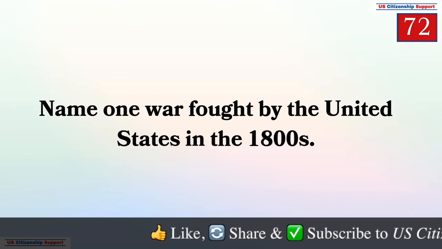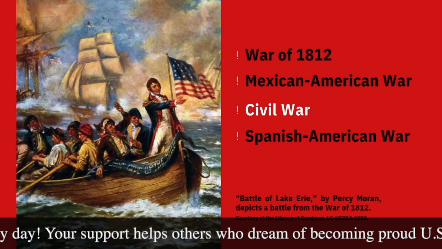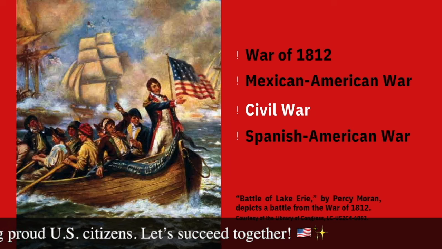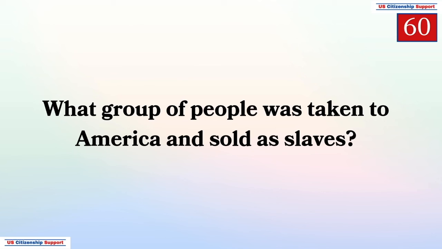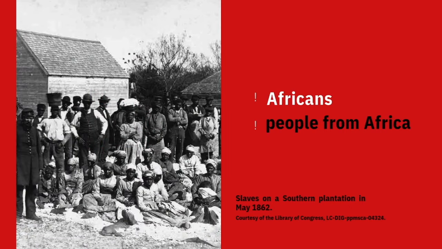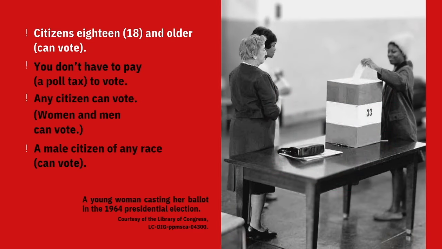Name one war fought by the United States in the 1800s. Civil War. What group of people was taken to America and sold as slaves? Africans. There are 4 amendments to the Constitution about who can vote. Describe one of them. Citizens 18 and older can vote.